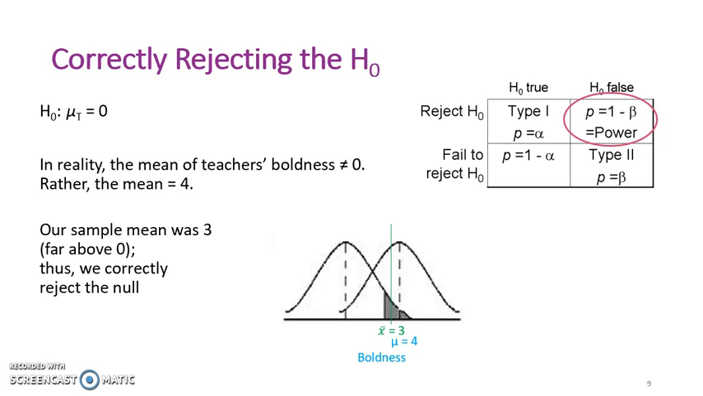After the intervention on our sample, our teacher's boldness mean that we measured was far above 0. So let's say in our sample, the boldness mean was 3. The sample's boldness mean was far enough from 0 that we decided to reject the null hypothesis. We have correctly rejected the null because we said that there is a difference between our teacher's boldness mean and 0, which is consistent with reality. So in this example, we have made a correct decision to reject the null hypothesis. We did not make an error in our decision.